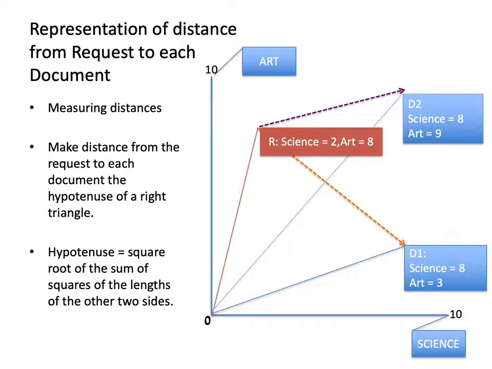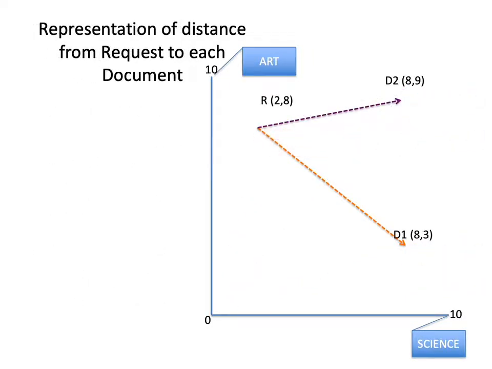So here we just have the request is over 2 and up 8. Document 1 is over 8 and up 3. Document 2 over 8 up 9. So I'm going to form the right triangle, or the distance from request to document 1. There's the right triangle.